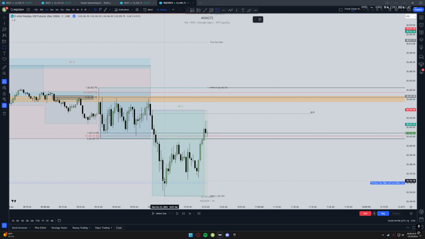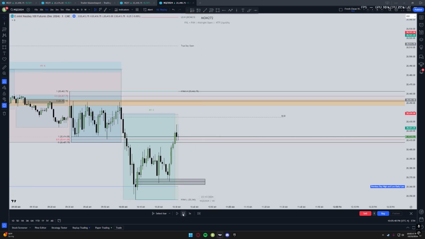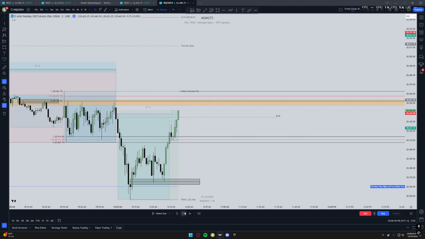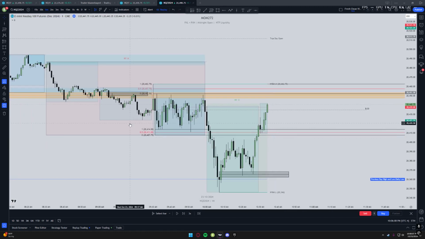Just going to mark this for the sake of it. Look again, when we refer to a consequent encroachment and we close below it, we don't forget about it, but we can come and use it to then continue higher. Always referring to these continuously. That's the thing you've got to think about.